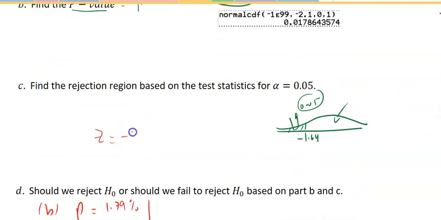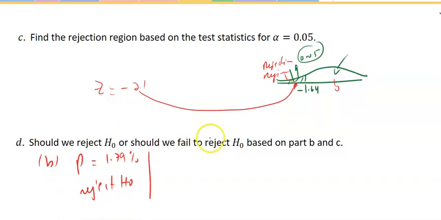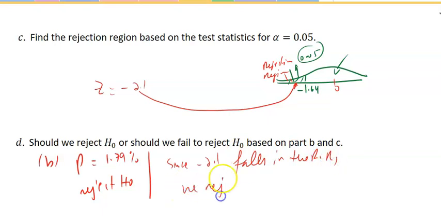negative 2.1. If this is 0, doesn't negative 2.1 fall in the rejection region? So since negative 2.1 falls in the rejection region, we reject the null hypothesis.